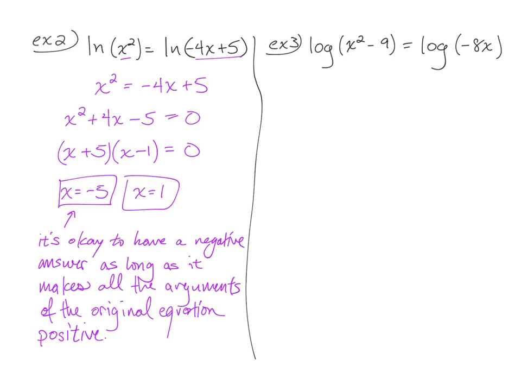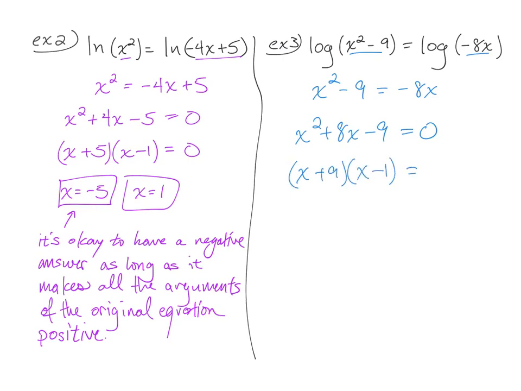All right, example 3. Same idea. We have one log. All the terms are logs, and we have one log on each side, which means we can go ahead and set all of the arguments equal to each other. So x squared minus 9 equals -8x. We can add 8x to both sides to get x squared plus 8x minus 9 equals 0. We can factor this. What is this? x plus 9 times x minus 1 equals 0. And get x equals -9 and x equals 1.